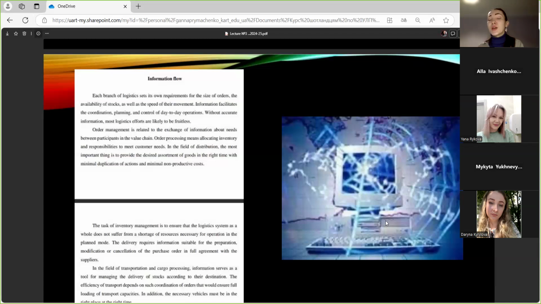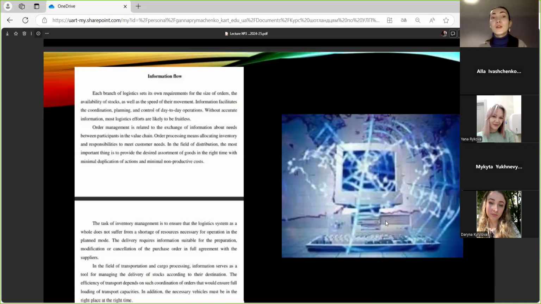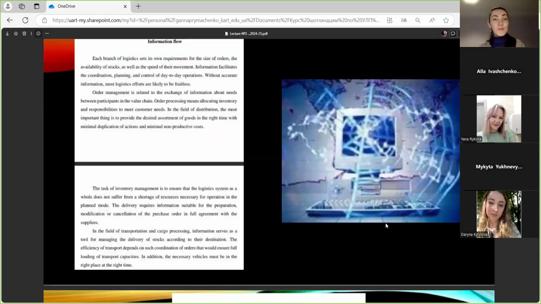Sometimes we could change something and avoid some non-productive costs when, for example, we could store our goods in transport and not use warehouses. Sometimes, if it is possible and if it will be cheaper, why not? We could use it. So yes, we discuss all different types of these activities.